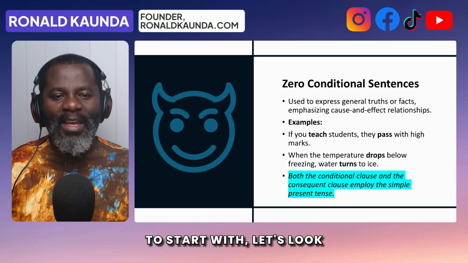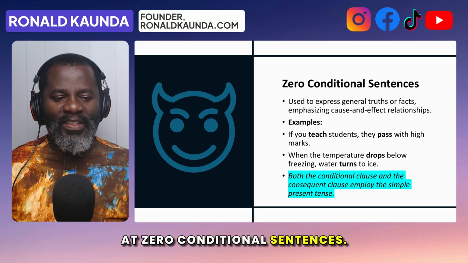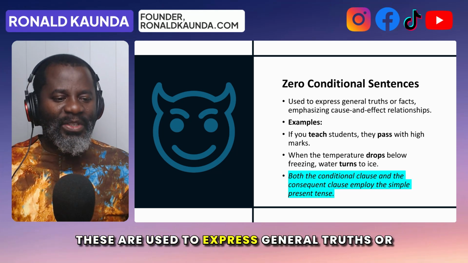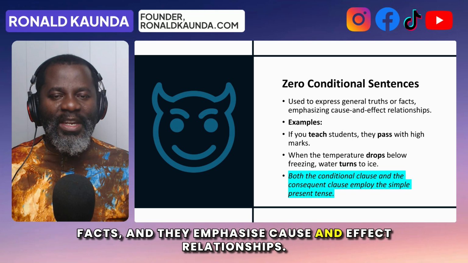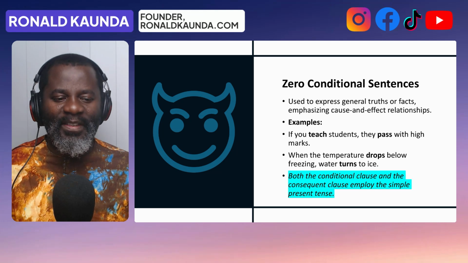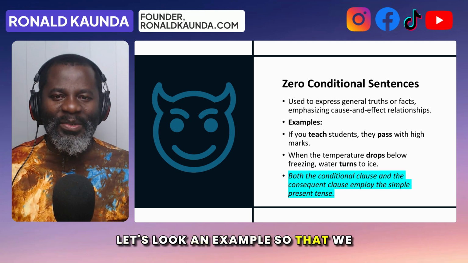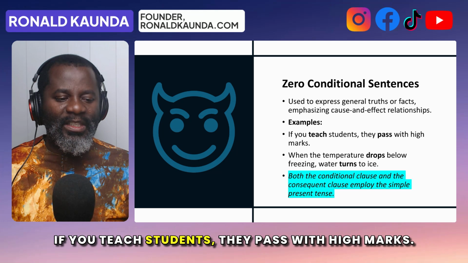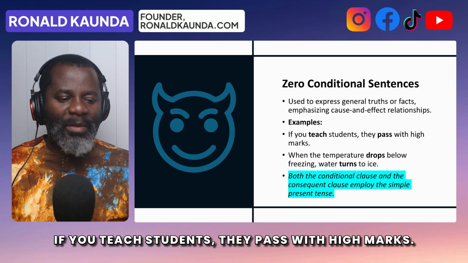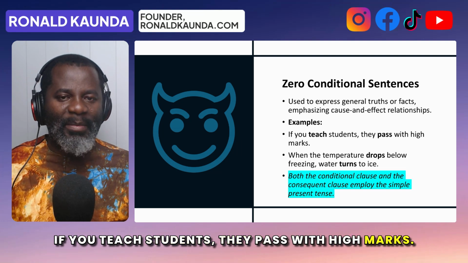To start with, let's look at zero conditional sentences. These are used to express general truths or facts, and they emphasize cause and effect relationships. Let's look at an example so that we can just put this into context. If you teach students, they pass with high marks.